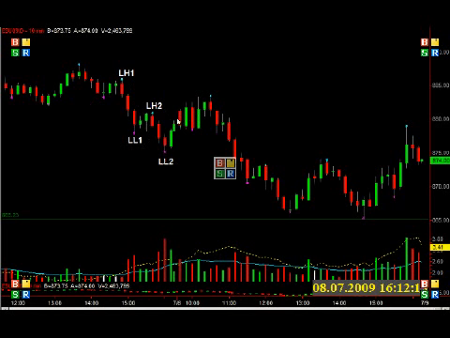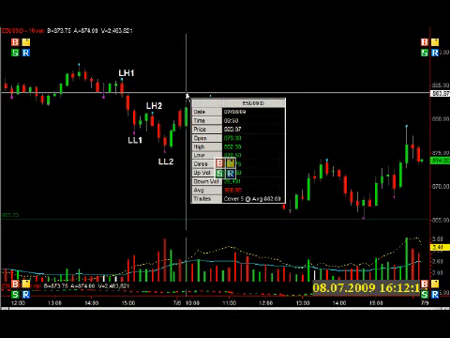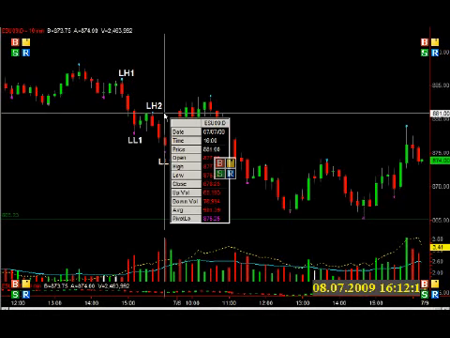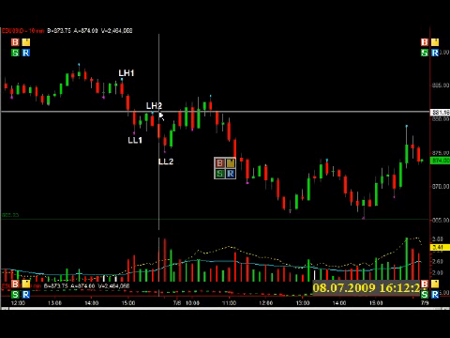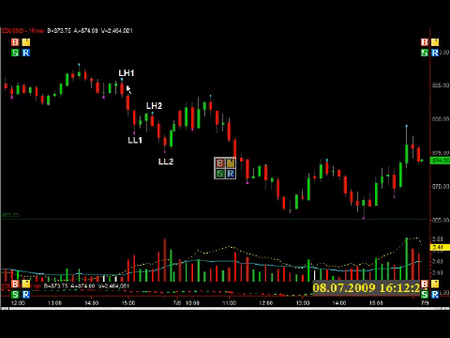Now some individuals will see that this green bar closed above this pivot. Before I go on, let me explain what pivots are. These dots are pivot highs, and these dots are pivot lows. Basically, a pivot is a reference point.